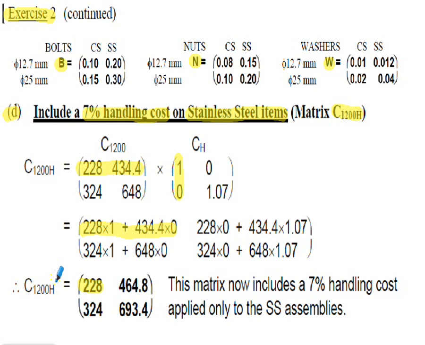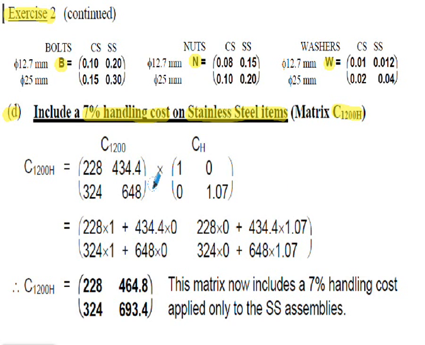As we can see, this first element is unchanged from the C1200 matrix because there is no handling cost applied to carbon steel items. If we now multiply the first row in the C1200 matrix with the second column in the CH matrix, we find that we do get an increase of 7% on the stainless steel items. This will now produce this sum here for the C1200 matrix multiplied by the CH matrix for element in row 1, column 2. We notice now in the C1200H matrix we have a 7% increase in the value of the stainless steel items shown in the C1200 matrix above.